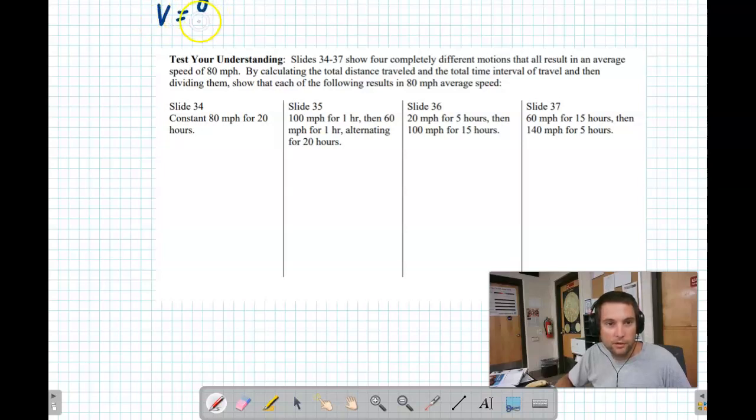Remember, we've been talking about speed equals distance over time, or average speed, where there's a subscript, is velocity over delta t. So with this test, you're understanding we're looking at calculating the total distance traveled and the time interval of travel, and then dividing them. Show that each of the following results in 80. So we're going to just be using this equation 4 times.